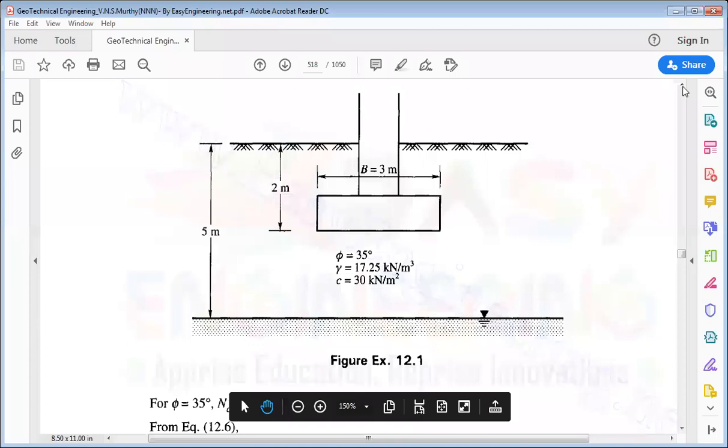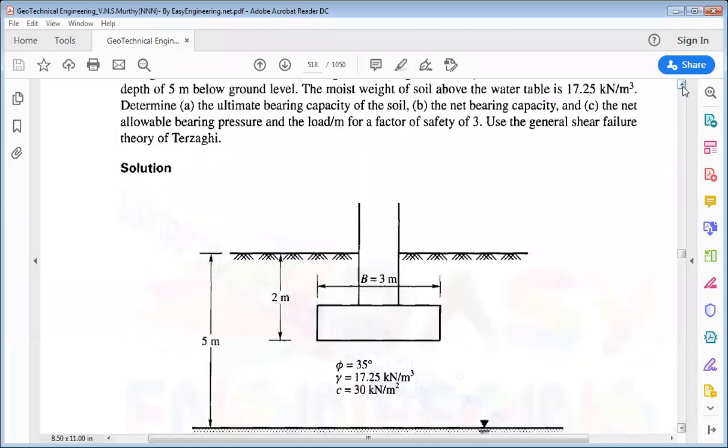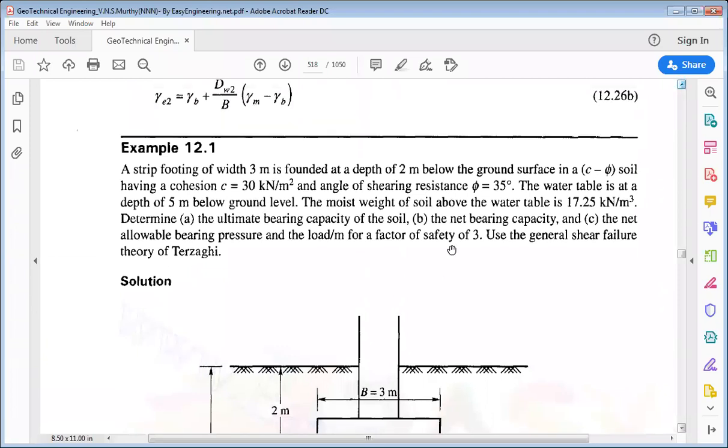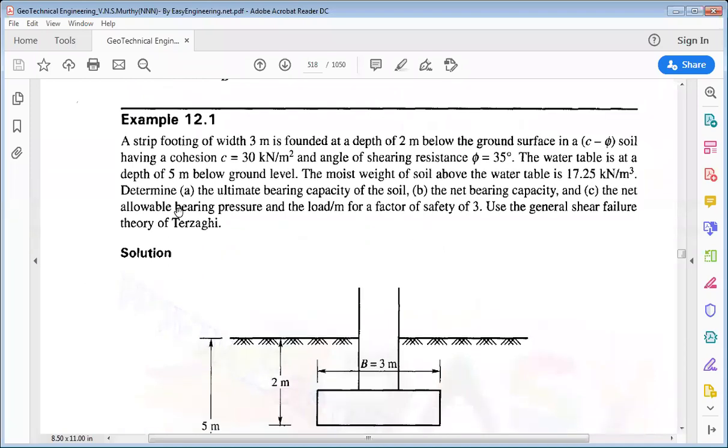So we just have to find out the ultimate bearing capacity without considering any water effect. Now again, the unit weight of the soil above the water table is already given, 17.25 kilonewton per meter cube. Now the first is to determine the ultimate bearing capacity of the soil, second to determine the net bearing capacity, and third the allowable bearing pressure and the load per meter for a factor of safety of 3. And it is also given to use the general shear failure theory of Terzaghi.